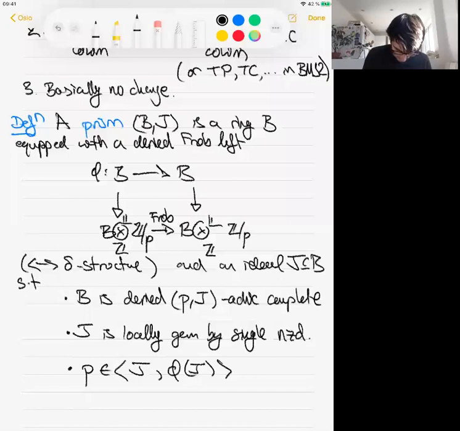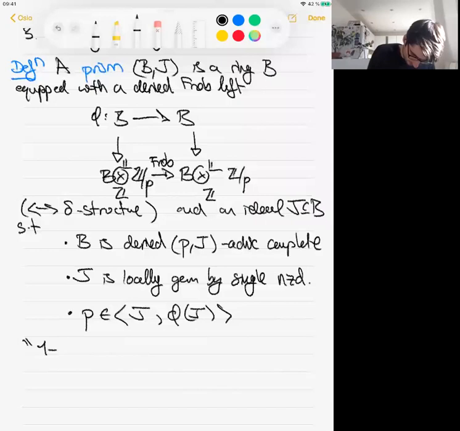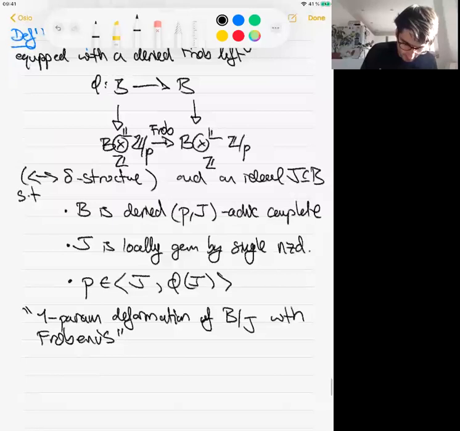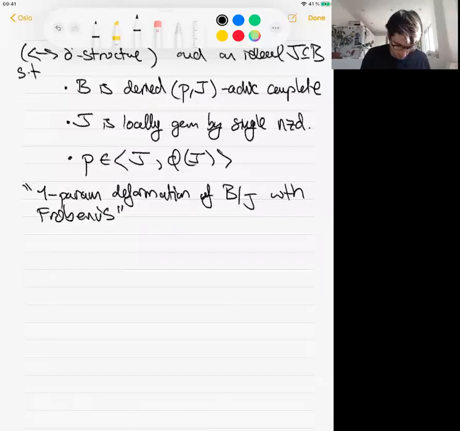So the punchline, if you haven't seen these before, is that it's a one parameter deformation of B mod J which is equipped with the Frobenius. That's the punchline. So I don't have time to develop any of the theory of prisms or prismatic cohomology, but this definition is all you need to state the main calculation.